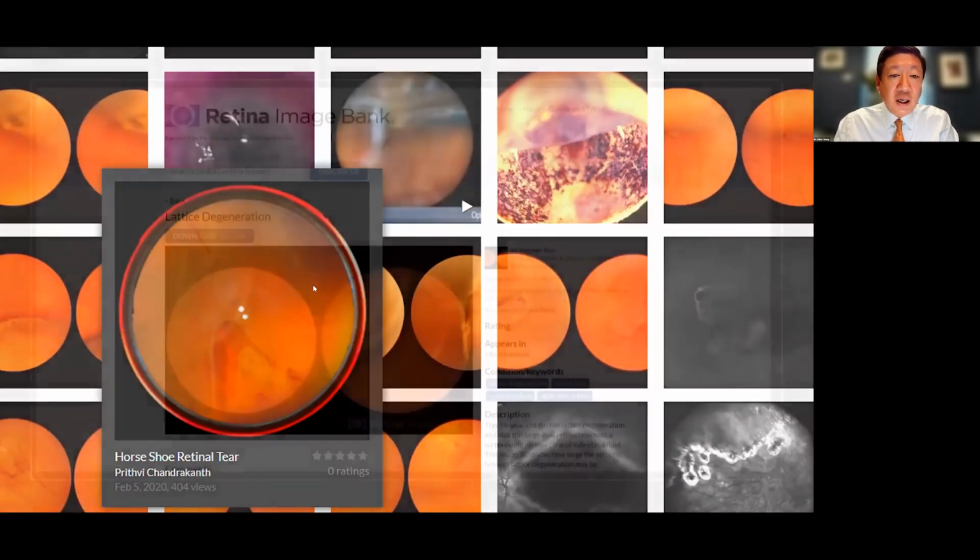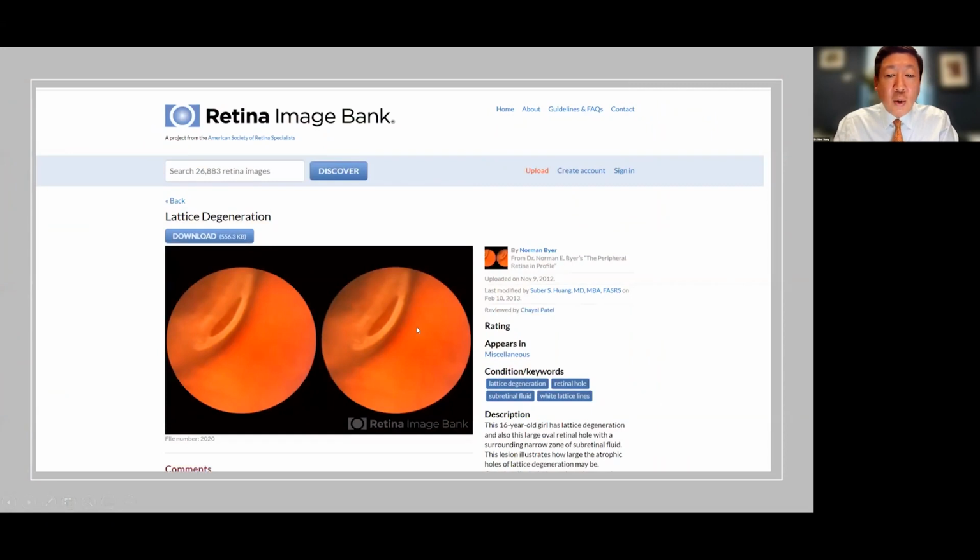If you further double click on it, you will get a screen like this, where you actually will get the author, the contributor, and the clinical description, including keywords. This is an example of lattice degeneration with a retinal hole. And this is from Norm Byers, The Peripheral Retina in Profile, where he had an entire atlas of stereoscopic images. So if you're able to look at this image and cross your eyes, you can actually superimpose those images, and you will see that in 3 dimensions, just like you would with a binocular indirect ophthalmoscope, or if you use a stereoscopic viewer.